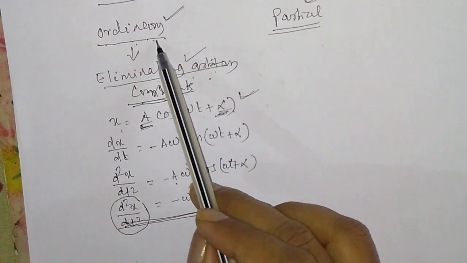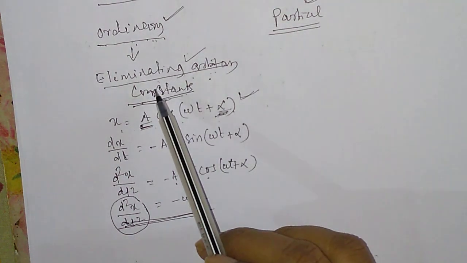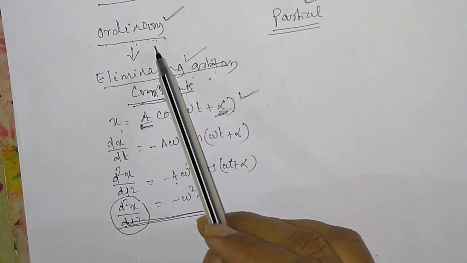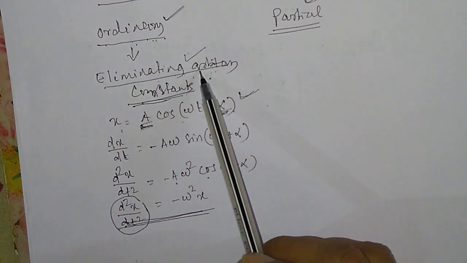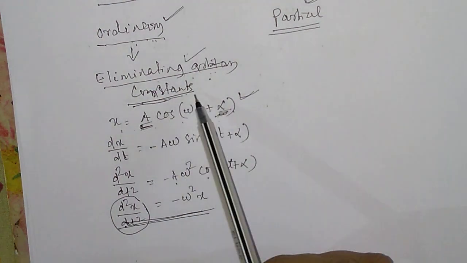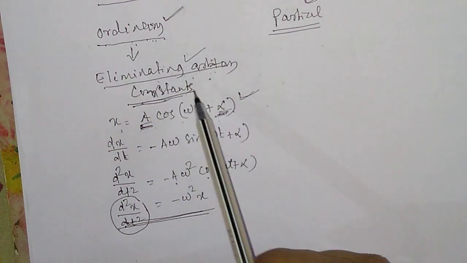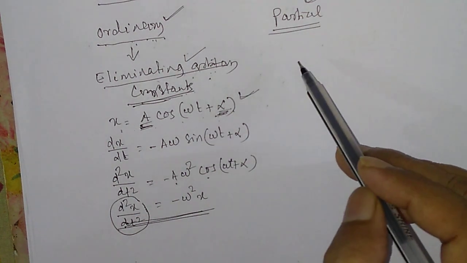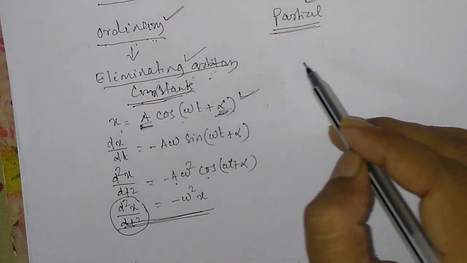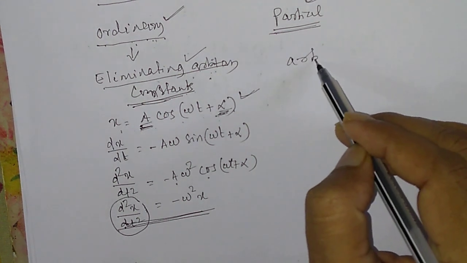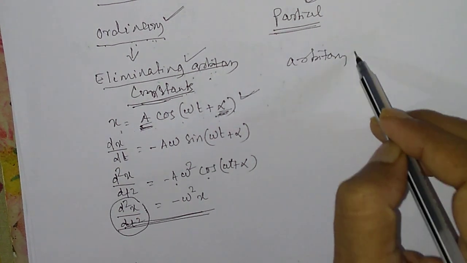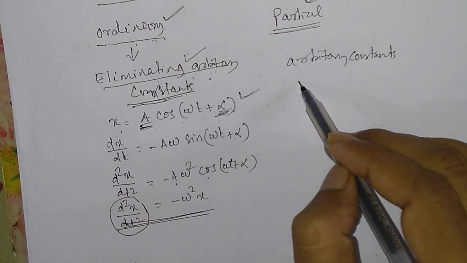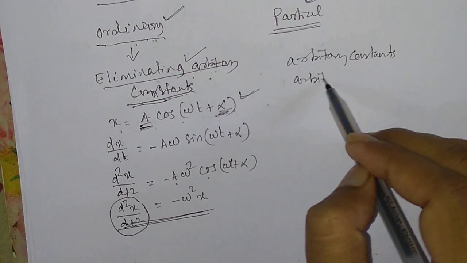So how do you construct the ordinary differential equation? We construct the ordinary differential equation by eliminating what? The arbitrary constants in the equation. Then how can you construct a partial differential equation? In a partial differential equation, you eliminate arbitrary constants and arbitrary functions.